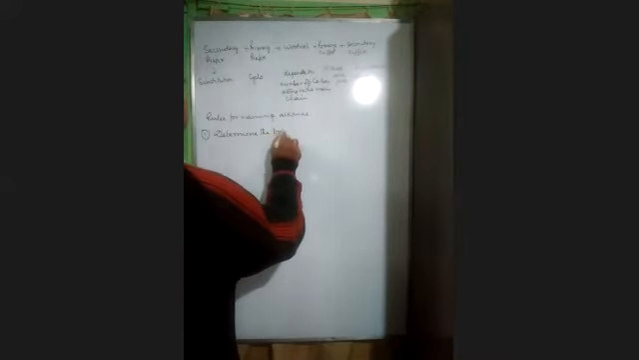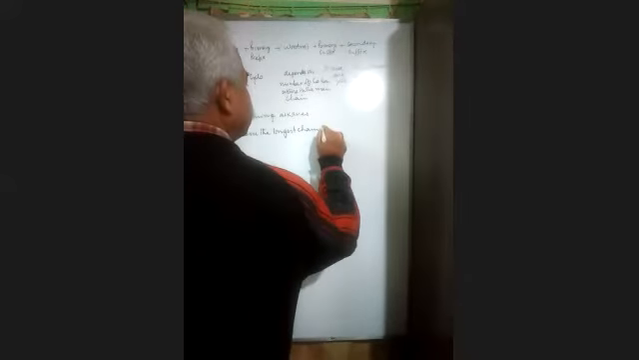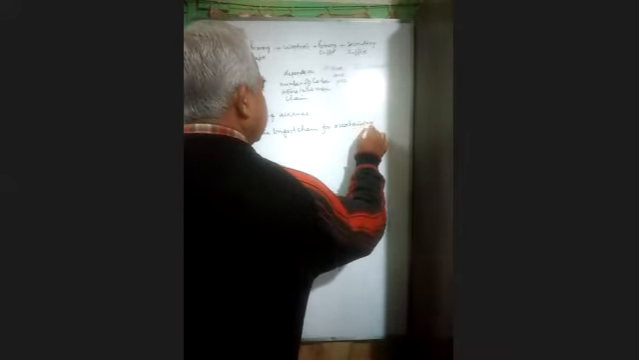Okay. What is the rule? First is determine the longest chain. You have to first find out the longest chain. Why? Because once you find out the longest chain, then you have to count the number of carbon. And after counting the number of carbon, then we can determine the word root. Determine the longest chain for ascertaining word root.